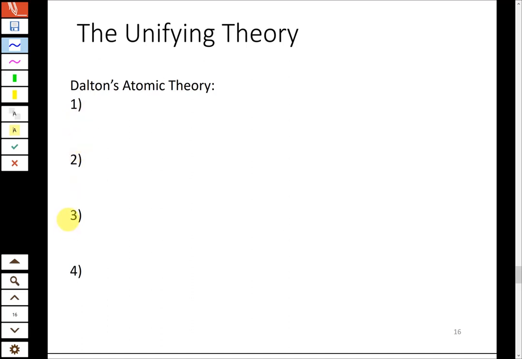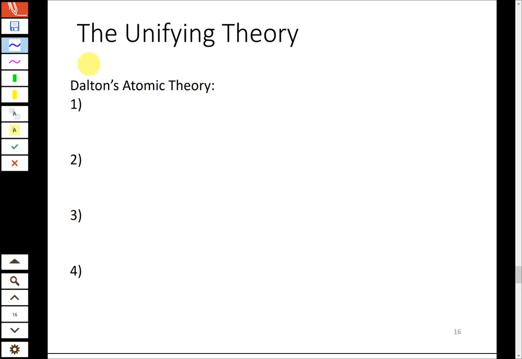I broke it up into 4 parts, and these are the things that Dalton's atomic theory says, and that helps explain all of those mass laws. Because the people that came up with the mass laws didn't really understand atoms and molecules at that level. But then Dalton's atomic theory said, well, if we have atoms making up all substances, we can explain all those laws that you guys just came up with.